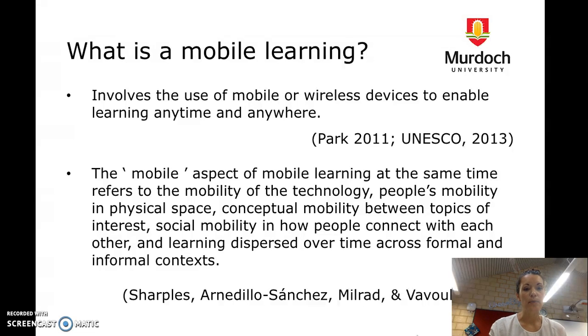So, what is mobile learning? It involves the use of a mobile or wireless device to enable learning anytime, anywhere. So this is that whole thought of being constantly connected. So the mobile aspect of mobile learning at the same time refers to the mobility of the technology, people's mobility of physical space, conceptual mobility between topics of interest, social mobility and how people connect with each other, and learning dispersed over time across a formal and informal context.